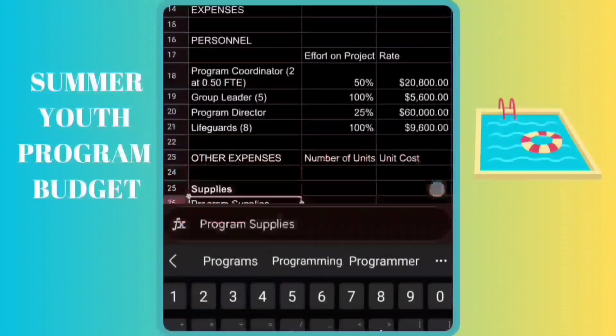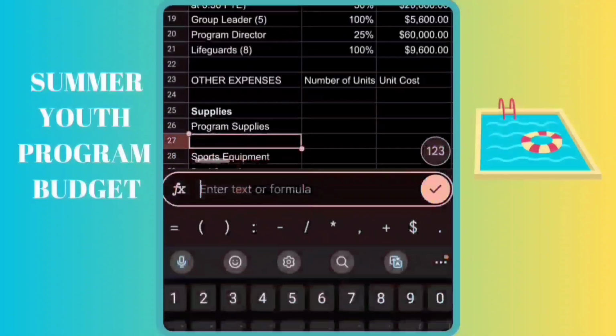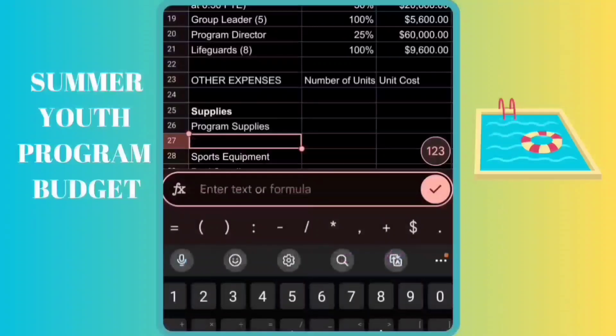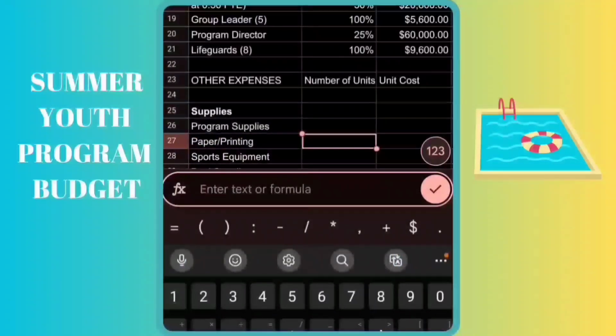I'm going to call it program supplies. Program supplies might be more specific to the summer camp. And then office supplies. Let's try paper and printing.